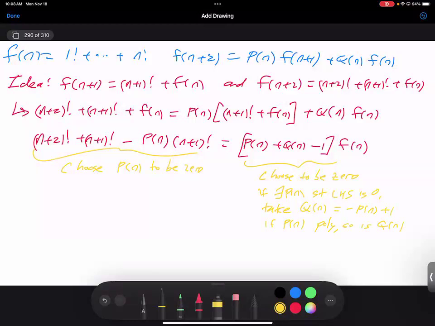So this is looking real good. The only question is, is there a polynomial that works? Well, the left-hand side is the same as n plus 2 plus 1 times n plus 1 factorial minus Pn times n plus 1 factorial. So this is just n plus 3 minus Pn times n plus 1 factorial. So Pn is just going to be n plus 3.